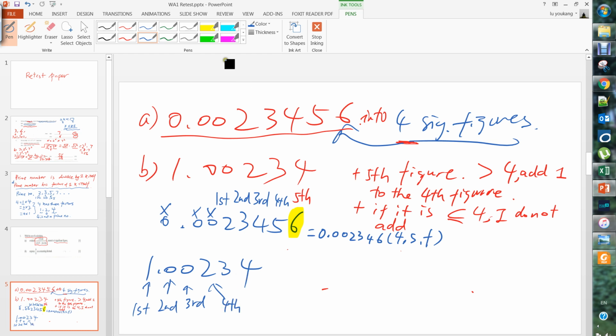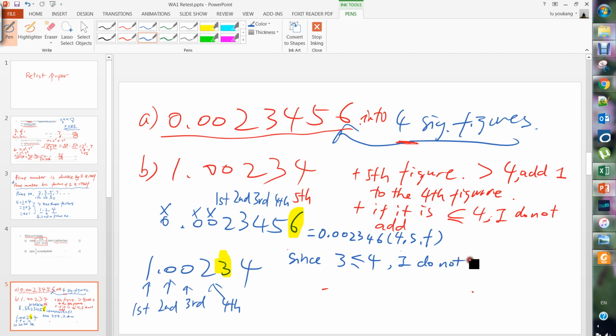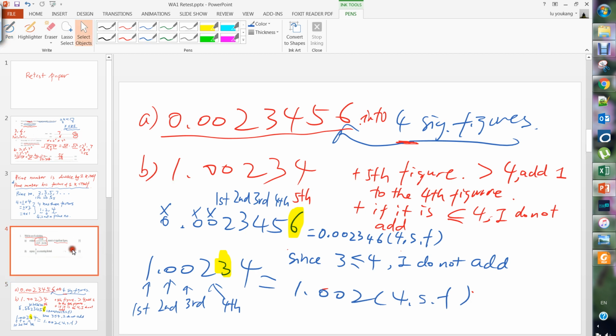So I look at this 3. Since 3 is smaller than or equal to 4, there is no need to add, right? So I do not add. If you don't add, you end up with 1.002 for four significant figures. Okay, so back to the question.